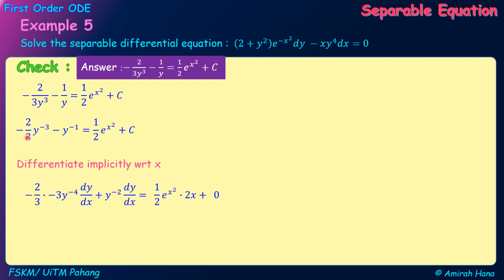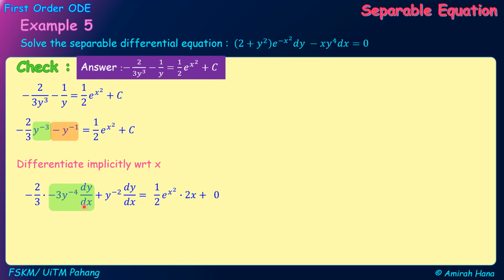Right. Let me discuss one by one. To differentiate negative 2 over 3 y to the power of negative 3, first, we still have the constant negative 2 over 3 in front here. Then, we differentiate y to the power of negative 3 using the power rule. So, we move negative 3 to the front here. Then, we have y to the power of negative 3 minus 1. When we differentiate, we need to minus 1 from the original power. So, we get negative 4. And after that, we differentiate y with respect to x. So, we get dy over dx.